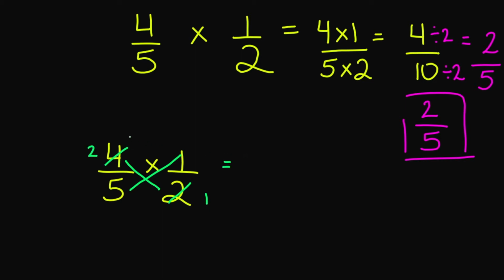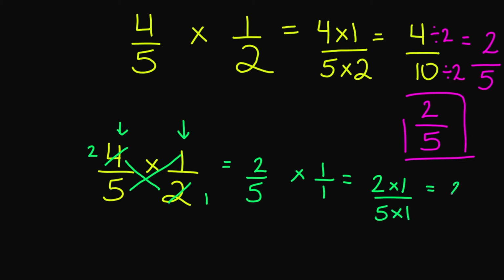So my fraction here is going to be 2 over 5. And over here, we have 1 over 1. So I'm going to multiply across. We have 2 times 1 over 5 times 1. Your numerator is going to be 2, and your denominator is going to be 5. So your final answer is 2 over 5.